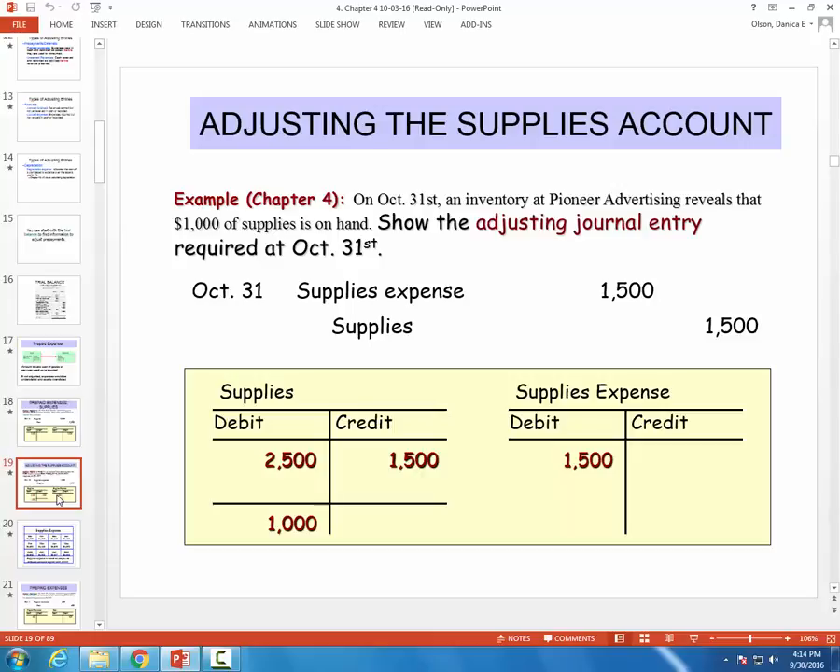A physical count of the inventory shows there's only $1,000 worth of supplies on hand. If the beginning balance is $2,500 and the ending balance is $1,000, then the company used $1,500 worth of supplies. In order to record this, we debit the supplies expense for $1,500 and credit the supplies account. Every time we do an adjusting journal entry, it affects one income statement account and one balance sheet account.